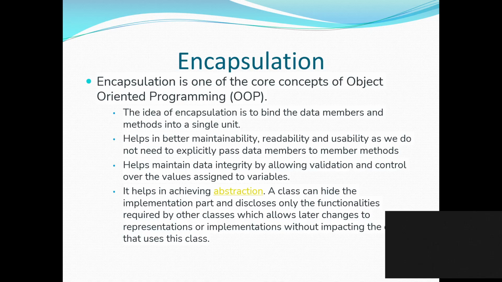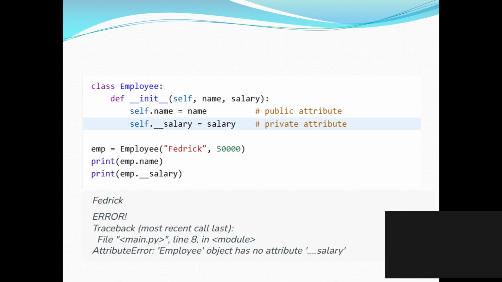and it helps in achieving abstraction, and a class can hide the implementation part and disclose only the functionalities required by the other class, which allows us to later change our representations or implementation without impacting the code that uses this class. So here is an example which I gave here.